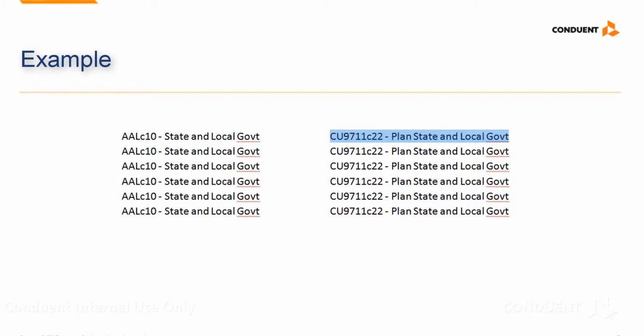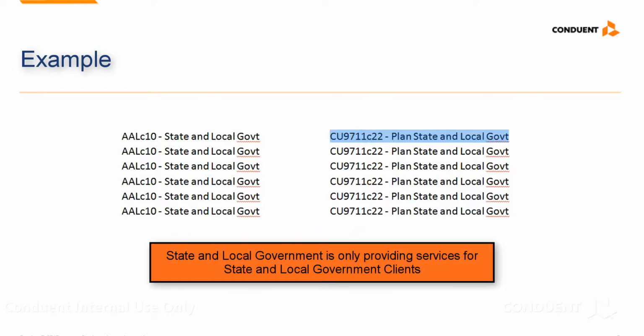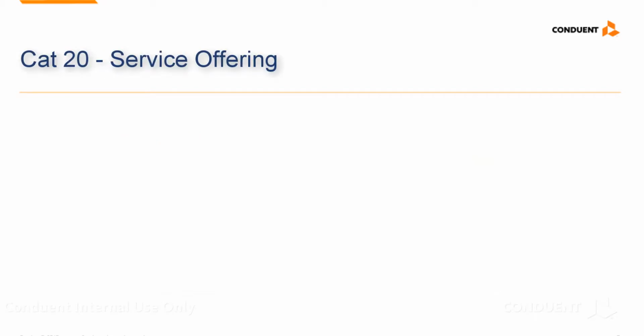Contrast that with another CAT 10 organization, State and Local Government, which only has one CAT 22 Level 3 of the same name. That means right now, state and local government is only providing services for state and local government clients. Speaking of services, the third dimension is the service offering, or CAT 20.